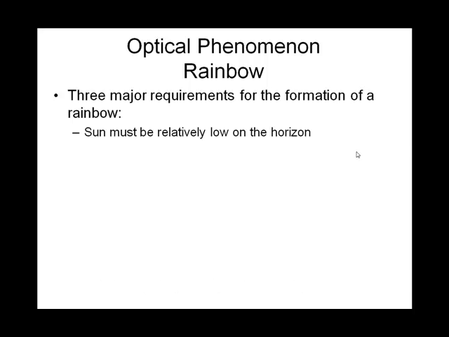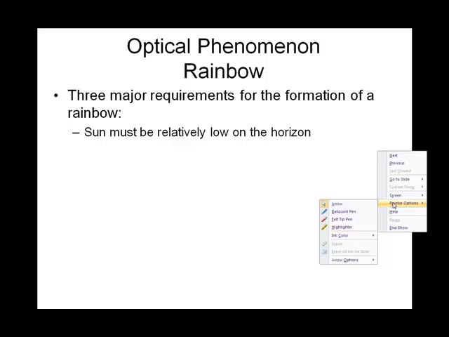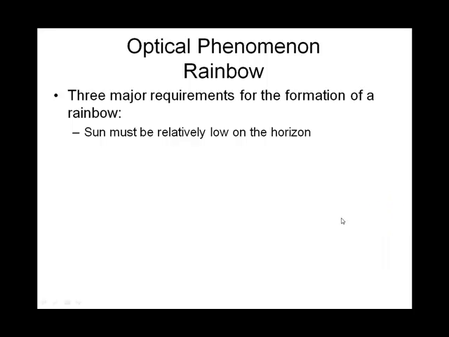So if you are doing a photo log for this course, I would love to see a picture of a rainbow. I love rainbows. I'm going to be a little redundant probably on some of these slides, but in order for a rainbow to occur, you need 3 major requirements. 1, the sun needs to be low on the horizon, so that would be either near sunrise or most likely near sunset.